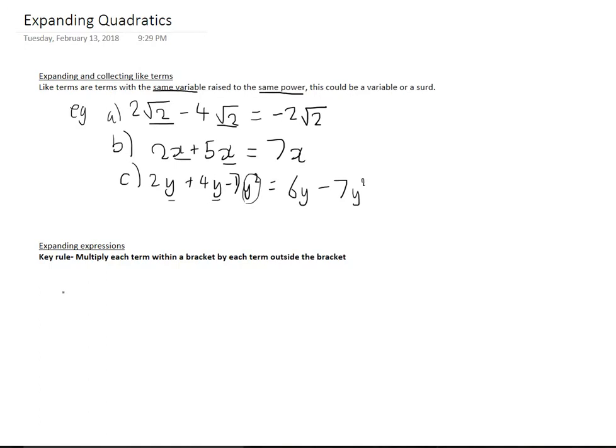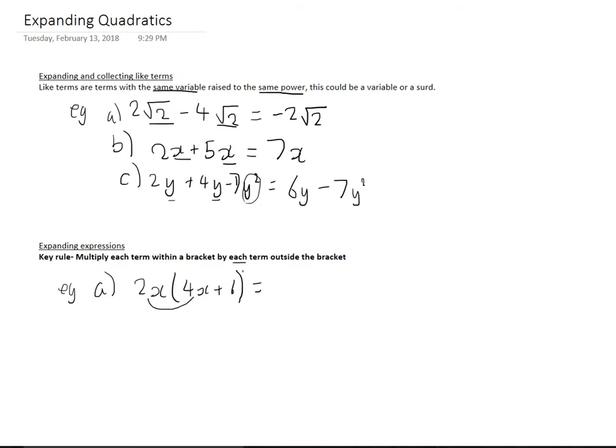Okay, so let's have a quick refresher on expanding expressions. The key rule, if you'll recall, is multiply each term within a bracket by each term outside the bracket. So have a look at a couple of examples here. Example A, 2x outside of 4x plus 6.